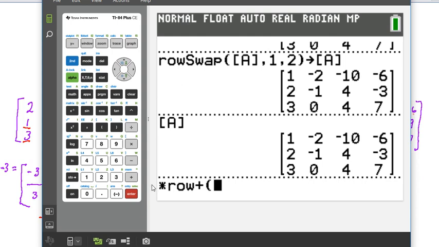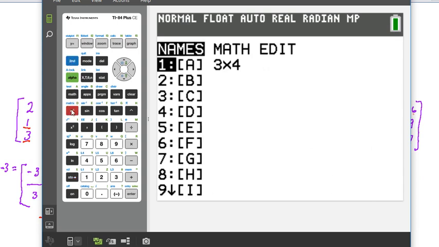So we have to say what we're going to multiply by. So I want to multiply row 1 by -2, and then I have to tell it what matrix we're talking about. So second matrix A, and then I need to tell it what row I am going to be multiplying. So -2 times matrix A with what row? Well, we're going to multiply it times row 1, and we're going to add that to row 2. But again, don't forget, I need to go store and store that back into matrix A.